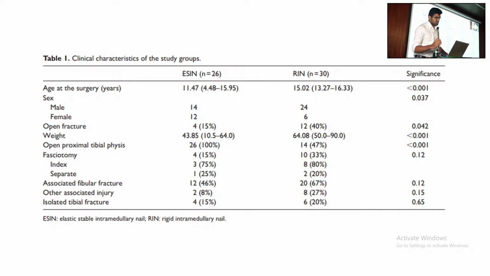Age at surgery is 11 years in elastic nails and 15 years in rigid nails, and males are 14 and 24 respectively. Females are 12 and 6. Open fractures are 4 in elastic nails and 6 in rigid nails, and weight is around 43 kgs in elastic nails and 64 kgs in rigid nails. Open proximal tibial physis in 26 out of 26 in elastic nails and 14 in rigid nails.